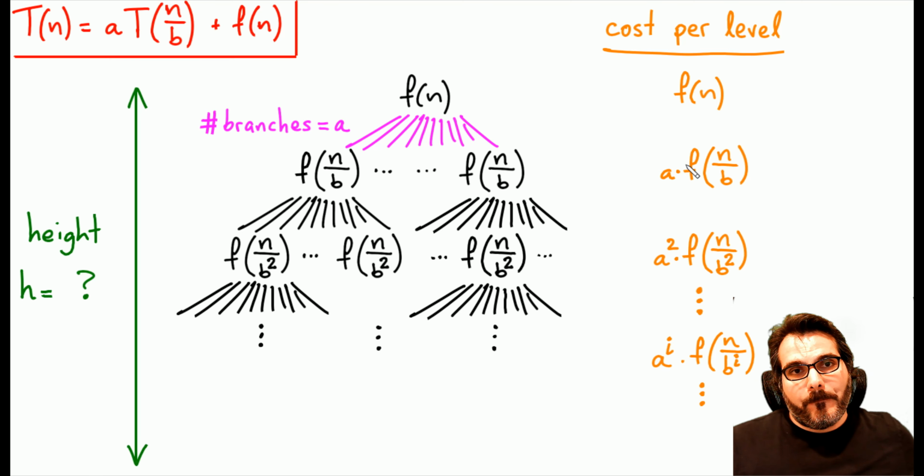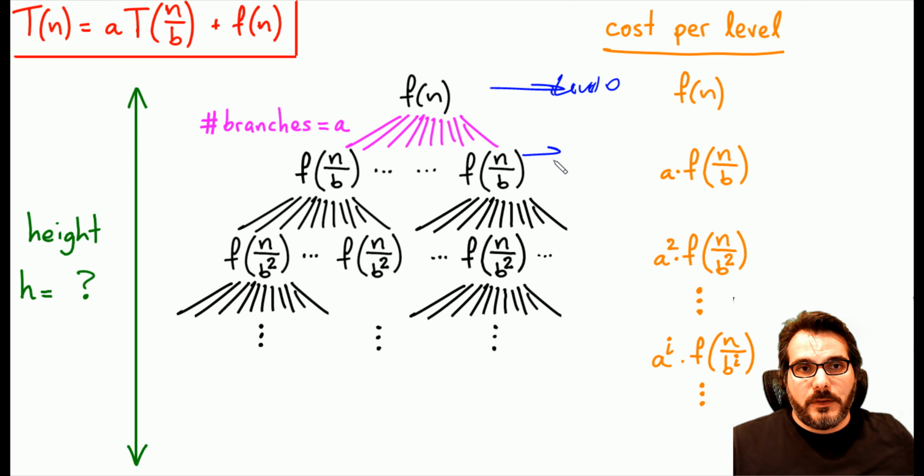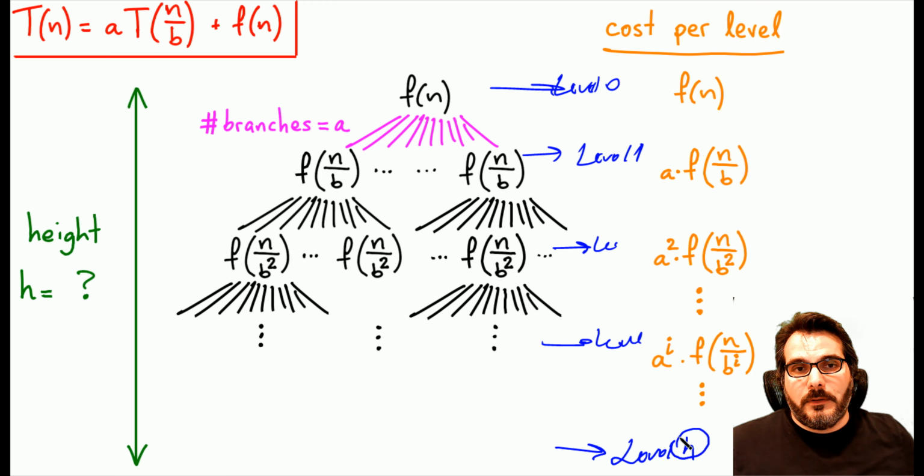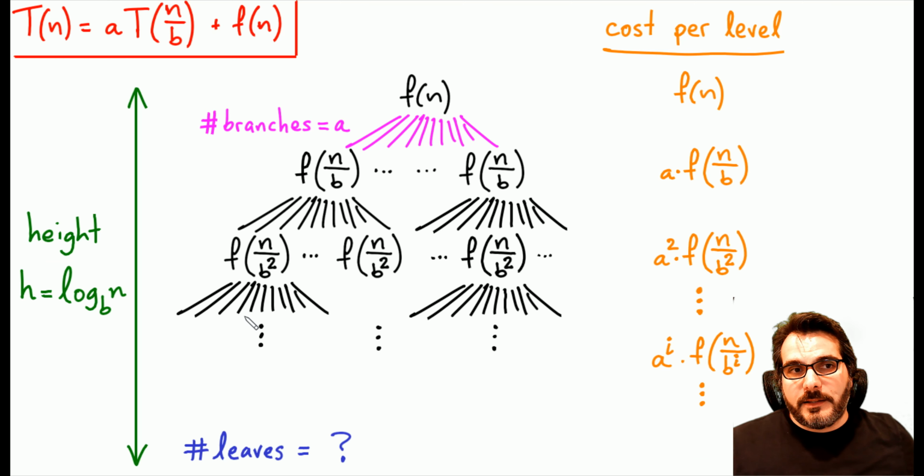So basically, this was level 0. This was level 1, right? Level 2, level i, and at the end, it's going to be the level height. And what is the height here? The height is log base b of n. So we proved this like before.